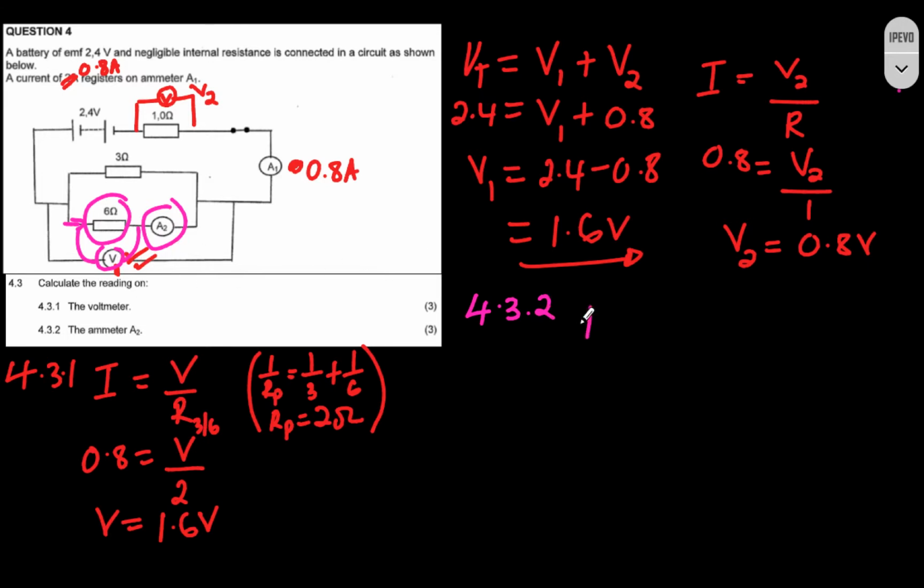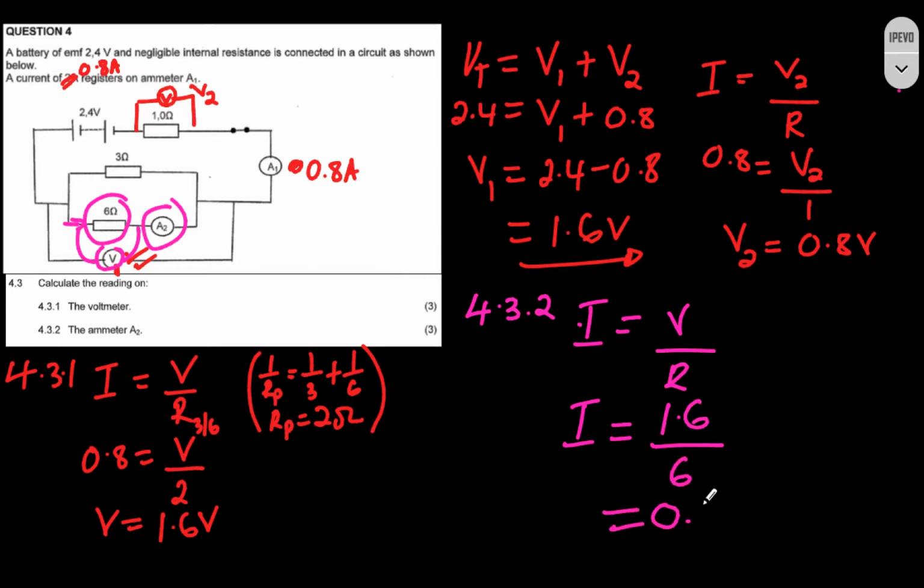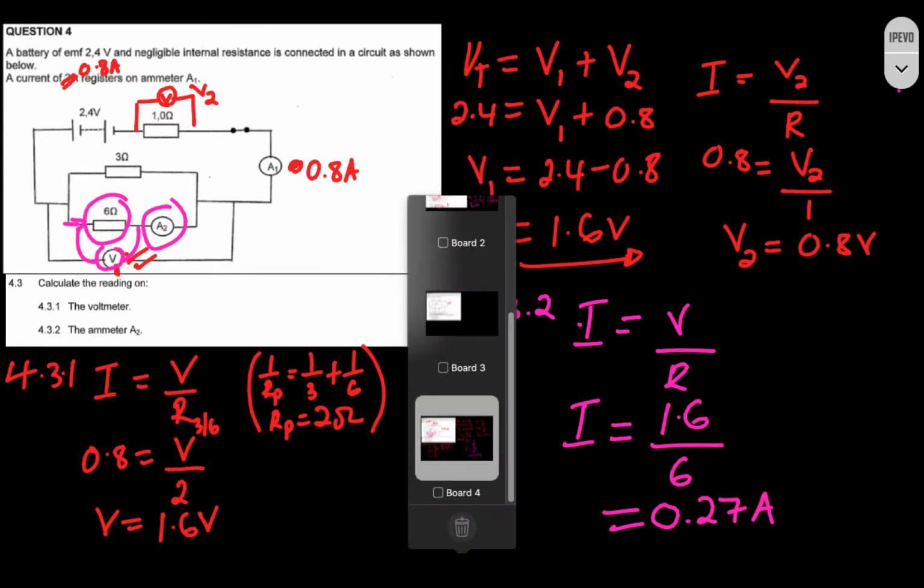Again, current is equal to voltage over resistance. Our current, the one we want to find, is equal to the voltage, which we calculated as 1.6, over the resistance, which is 6 ohms. Hence our current is going to be equal to 0.27 amps. Then we are done with this question. Moving on to the next question.